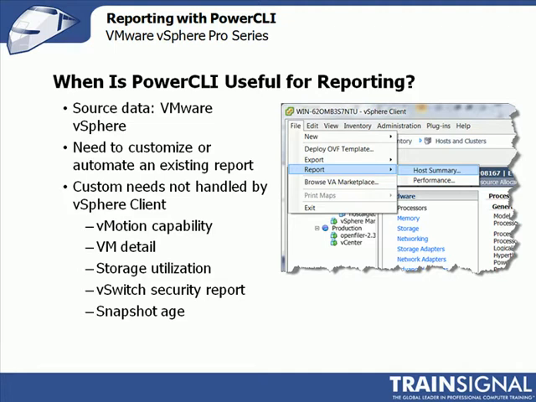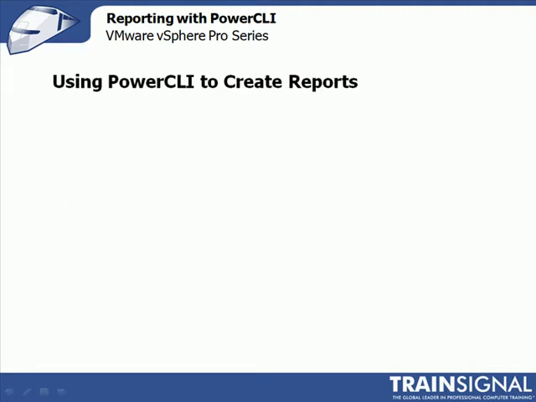Here are just a couple of ideas of things that you might want to report on. vMotion capability, detail about your virtual machines, storage utilization. Maybe you want to make a security report about your vSwitch, and snapshot age, which we talked about earlier. This is the last slide before we get into the reporting scenarios, I promise. But before we do, let's build a sort of map of the steps that are involved as we go through this process.